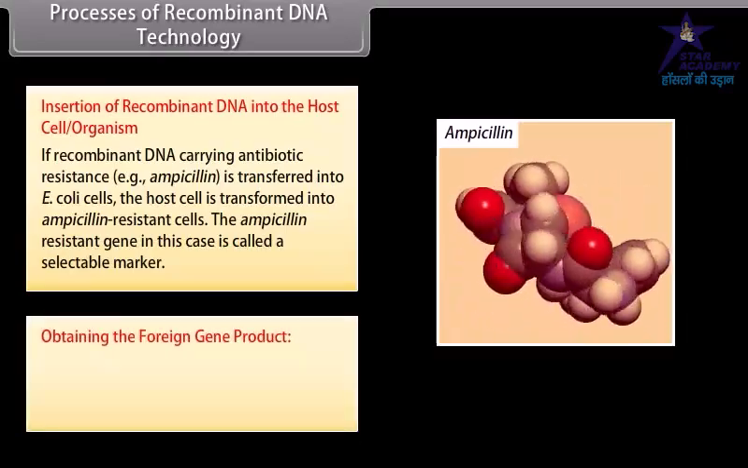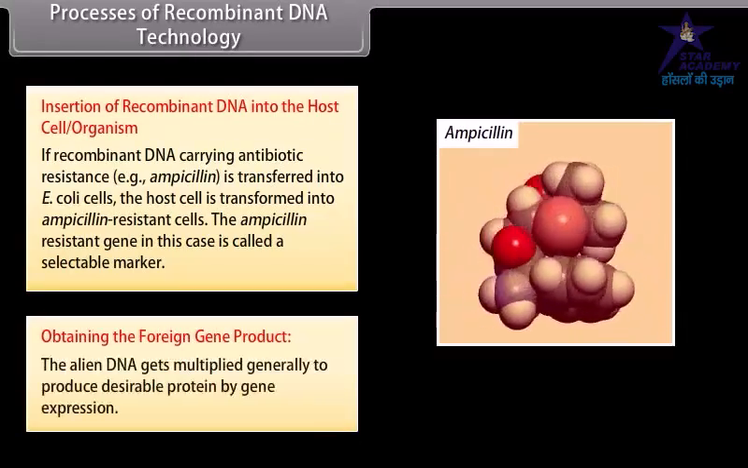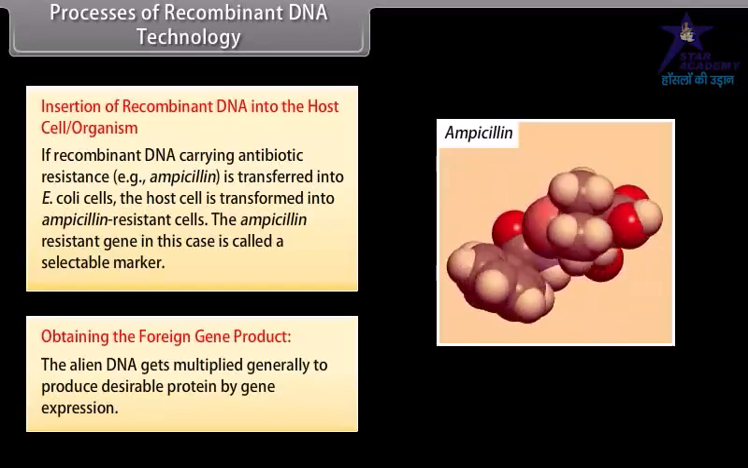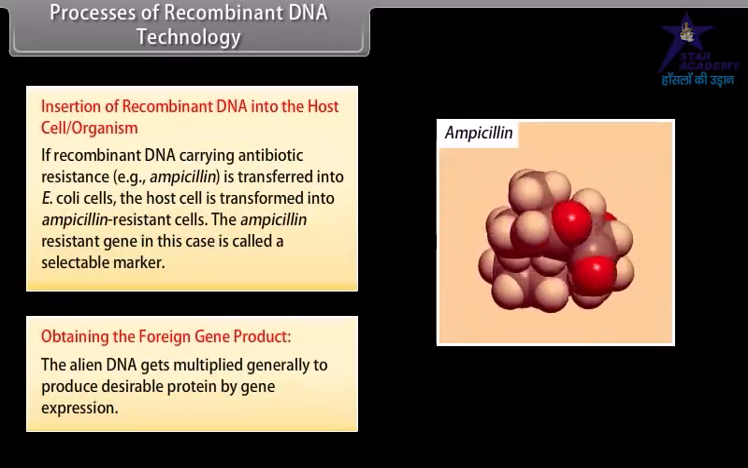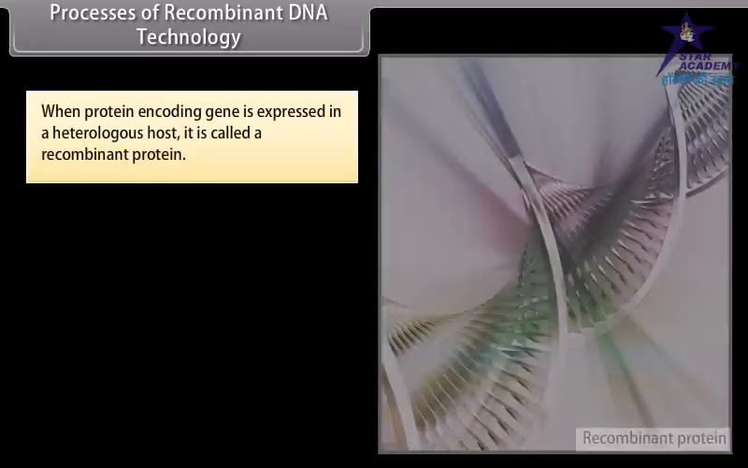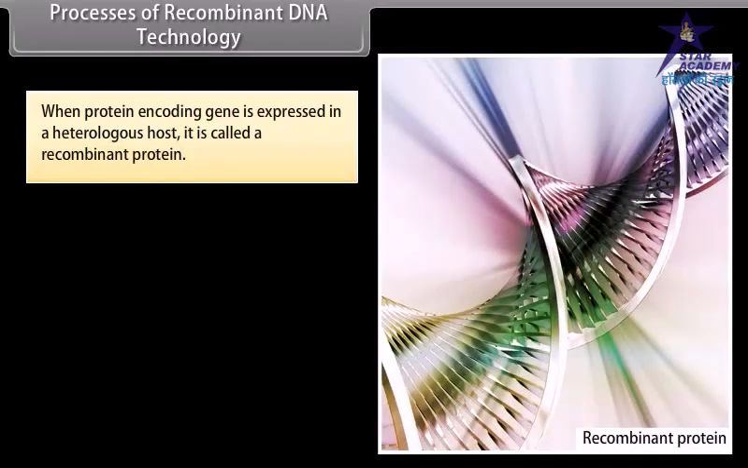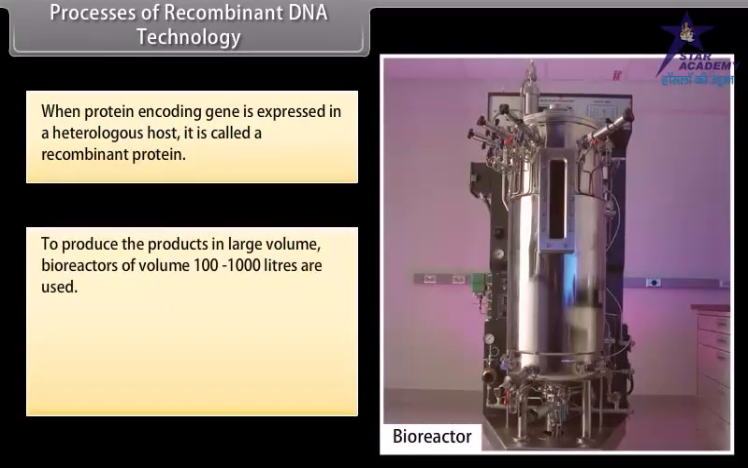Obtaining the foreign gene product. The alien DNA gets multiplied, generally to produce desirable protein by gene expression. When a protein-encoding gene is expressed in the heterologous host, it is called a recombinant protein. To produce products in large volume, bioreactors of volume 100 to 1000 liters are used.